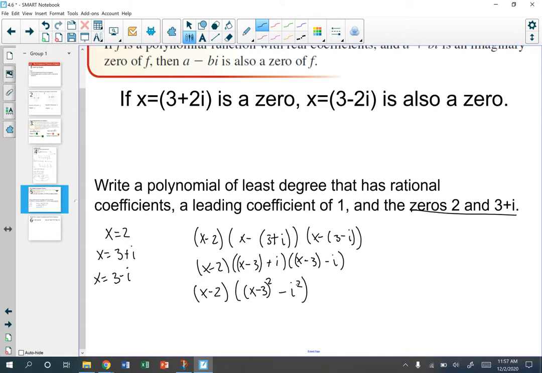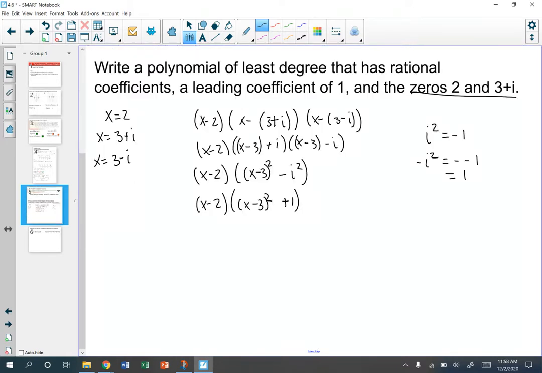All right, now here's where that i comes back into place. Remember that i squared equals negative 1. So negative i squared is equal to negative negative 1, which is just equal to 1. So I can again rewrite this: x minus 2 gives me x minus 3 squared plus 1. Okay, now I have x minus 2.